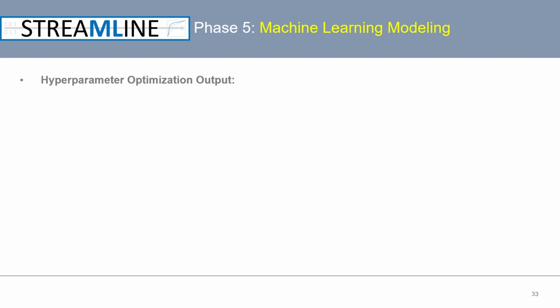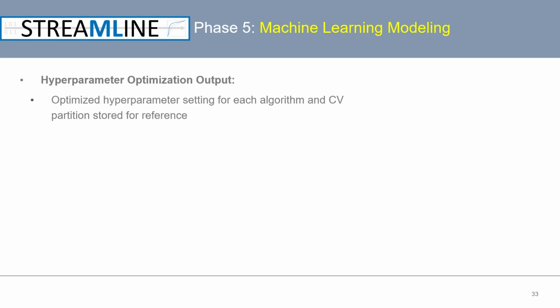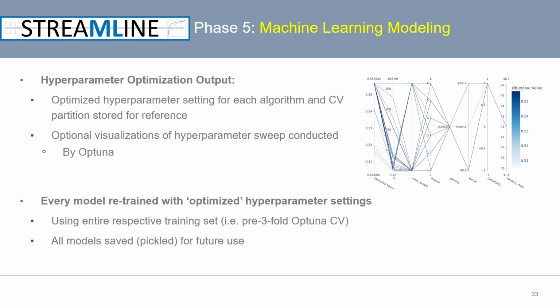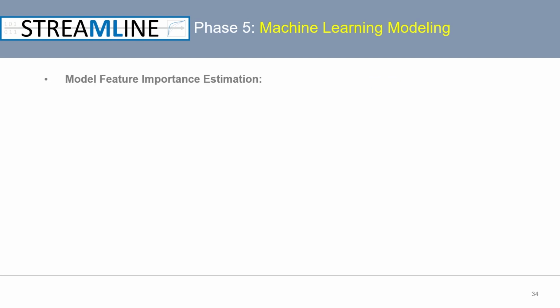Regarding hyperparameter optimization output, STREAMLINE stores the optimized hyperparameter settings for each algorithm and cross-validation partition for future reference. And STREAMLINE can optionally generate Optuna visualizations of the hyperparameter sweep that was conducted to get a sense of how different hyperparameters impact performance on the given dataset. Once the hyperparameter sweep is completed, every model is retrained with the identified optimized hyperparameter settings. And it does this using the entire respective training set, and all models are saved as pickled files for future use.